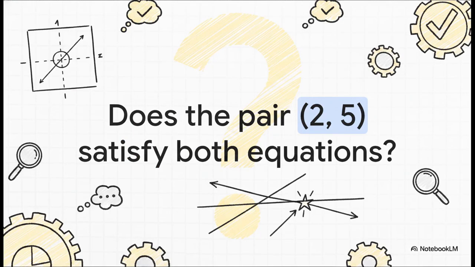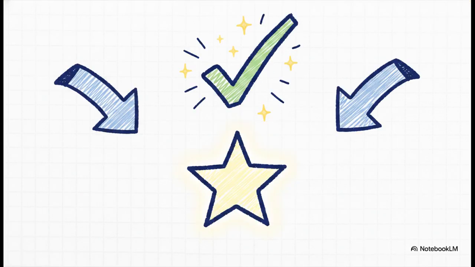Here is a brilliant practice question pulled directly from the unit because it forces students to actively verify a claim, not just calculate from scratch. Does the ordered pair 2, 5 satisfy both y equals 2x plus 1 and y equals x plus 3? Take a brief second. Think about exactly how you would prove that mathematically. And the answer is absolutely yes.